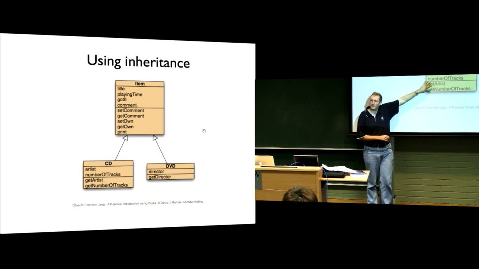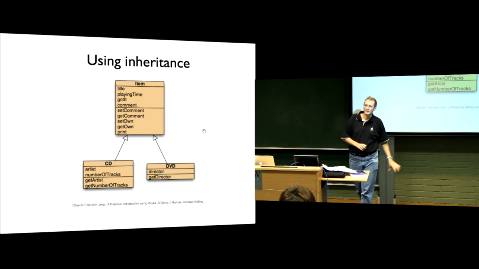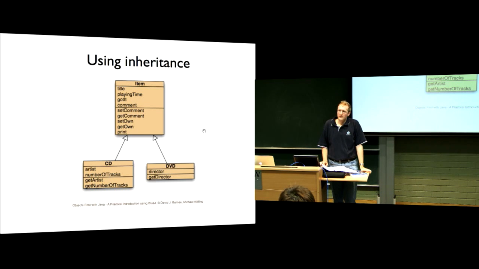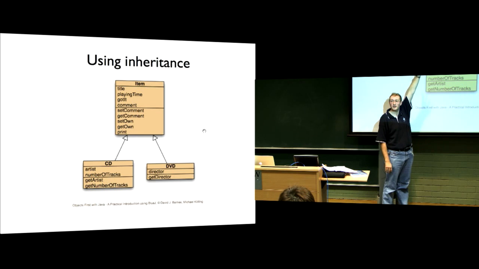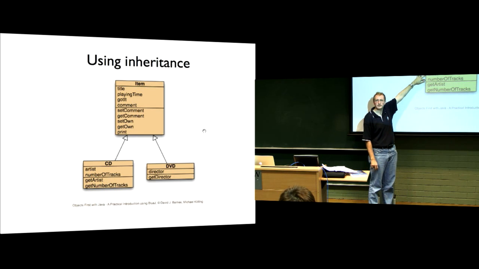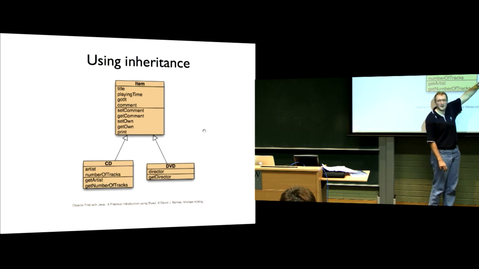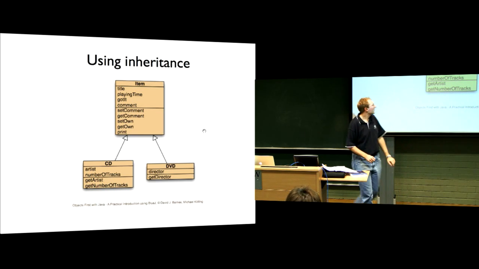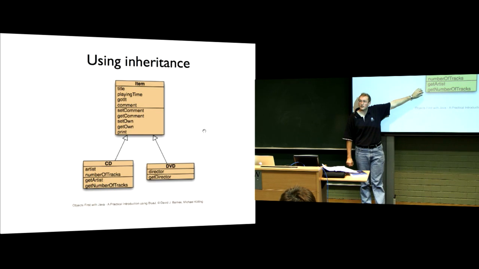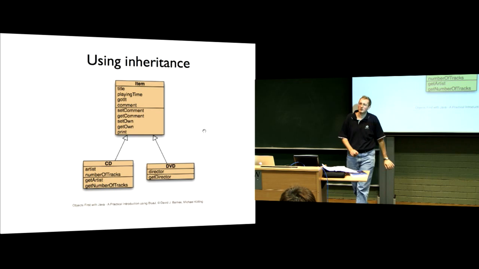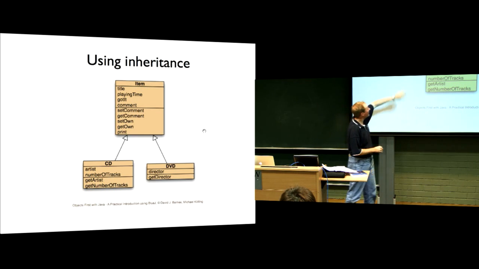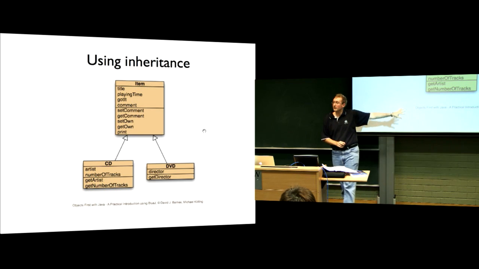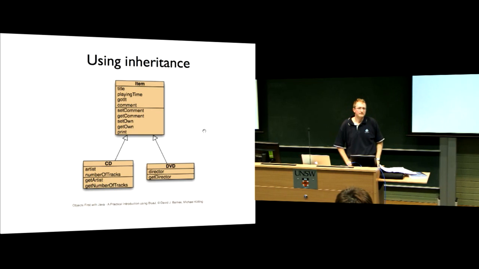How many fields does the CD class have in this situation? How many fields would a CD object have? Six. Why would it have six? Well, it gets the four from the item class plus the two that it defines. Likewise, the DVD would have five fields. Again, the four from the item and the director field that it introduced. How many methods would the CD class have? How many methods would you be able to call? Seven, exactly. Five from the item plus two from the CD. Does it make sense so far? Any questions?